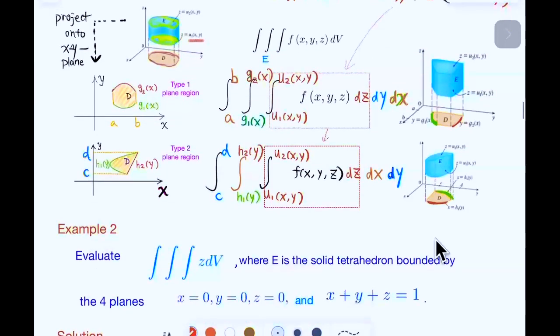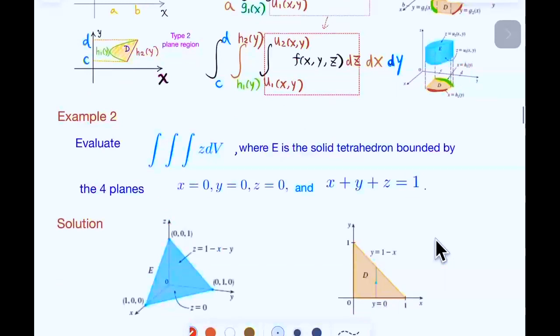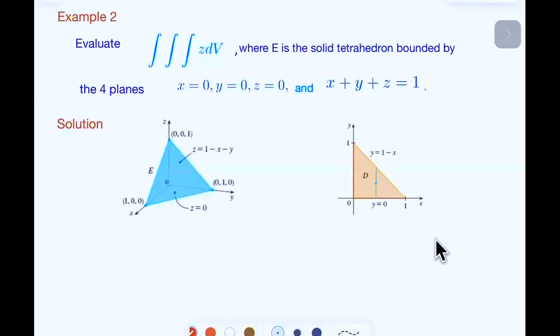Now let's try some examples. Example 2. Okay, let's look at this example. We're trying to evaluate the triple integral of the function c over a solid, and let's call that solid E.